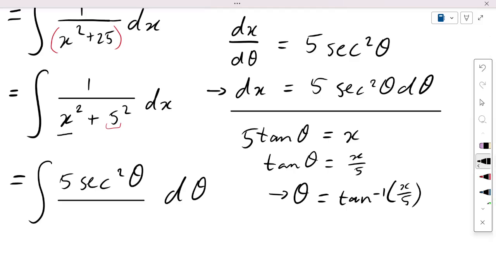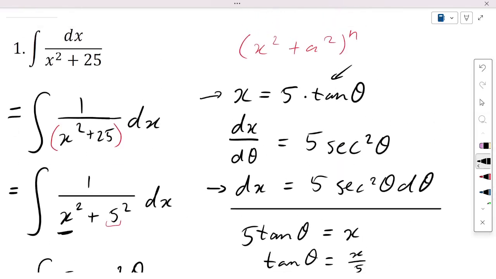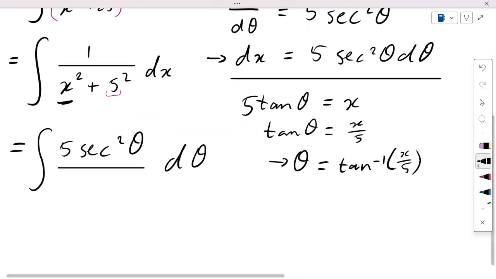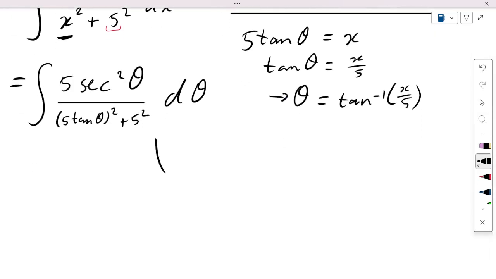But note that we still have x over here. And what is x equal to? Remember that x is also equal to 5 tan theta. So we're going to replace x with 5 tan theta, meaning that we're going to have 5 tan theta raised to the power of 2 plus 5 squared. Okay, so now you can see that we don't have a single x. We only have theta. That is perfect. That is exactly what we want to do, and that is what this trig substitution is all about.